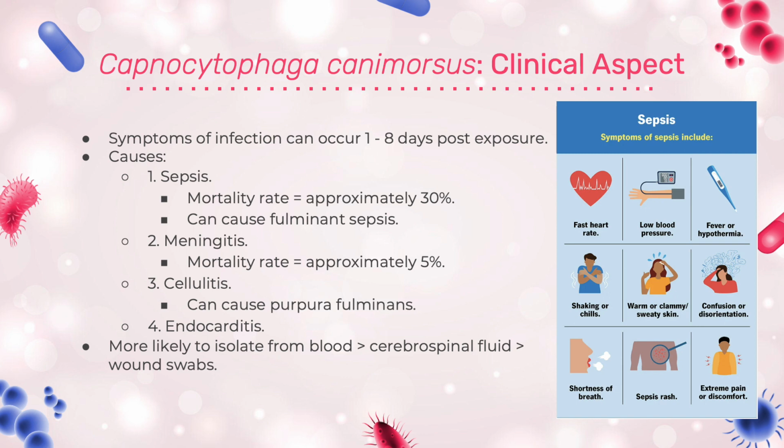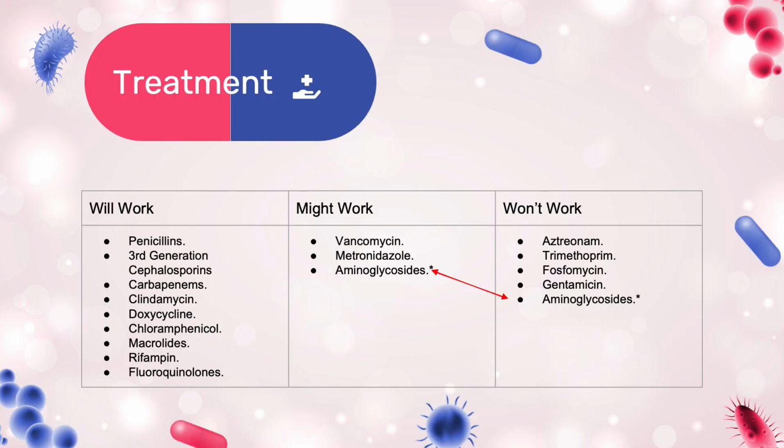Something interesting, in my opinion, is that our isolation rate actually corresponds with the mortality rate. We're most likely to isolate this organism from blood, and as I mentioned, this has a mortality of 30%. Next, we're likely to isolate it from cerebrospinal fluid, and that has a mortality of 5%. And then lastly, we're least likely to isolate it from our wound swabs, and that had a documented mortality rate of less than 1%. And for my final slide, let's look at the treatment for this bug.